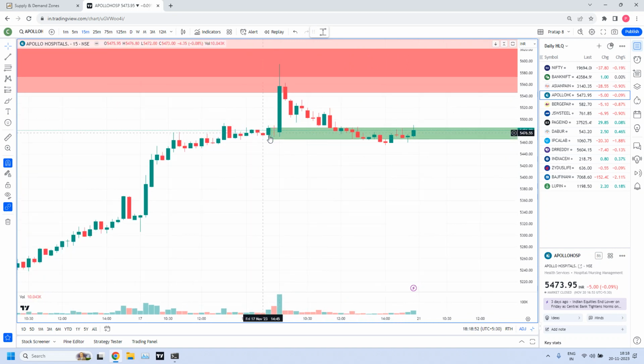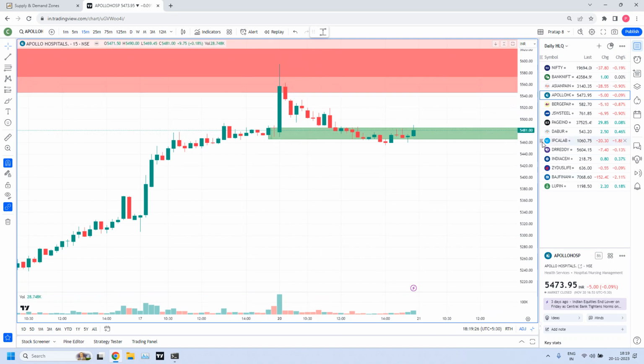So we have a 15 minutes demand zone, and prices entered into this 15 minutes zone. Around 11:30, it reached the target. And the profit is 11,081 rupees, which is a 9.07% return on the investment. This is Apollo Hospitals.